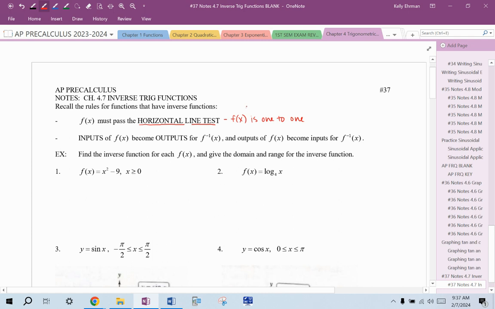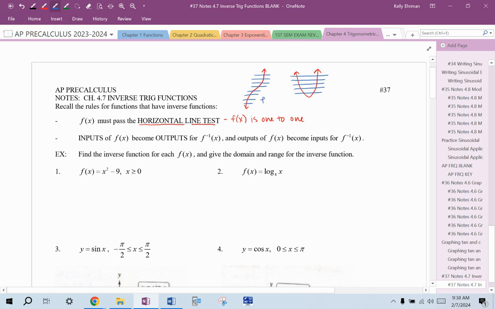So, for example, here's like a cubic type function, and here's a quadratic type function. Something like this passes the horizontal line test. There is one input for every output, but something like a parabola fails the horizontal line test because there are two inputs for each output. So our official phrase for passing the horizontal line test, 1 to 1.